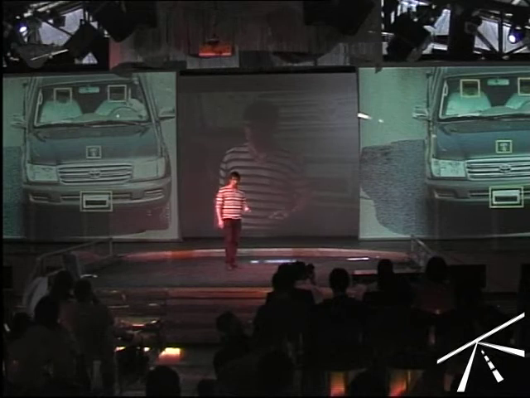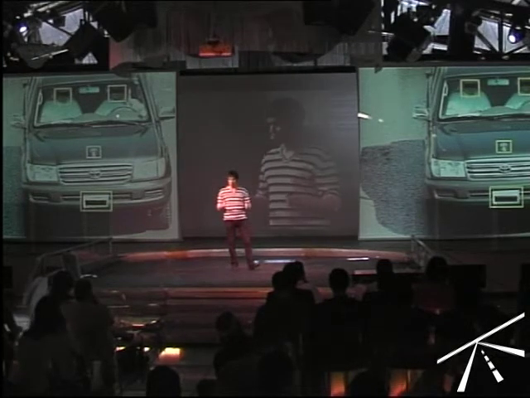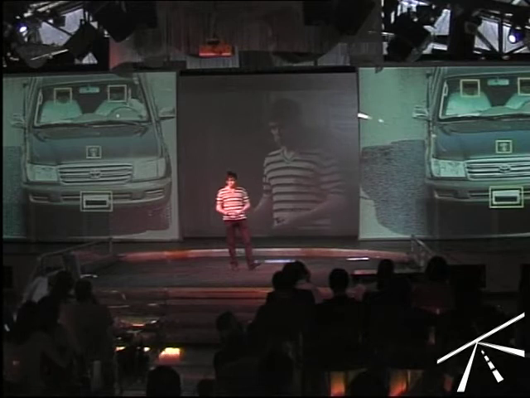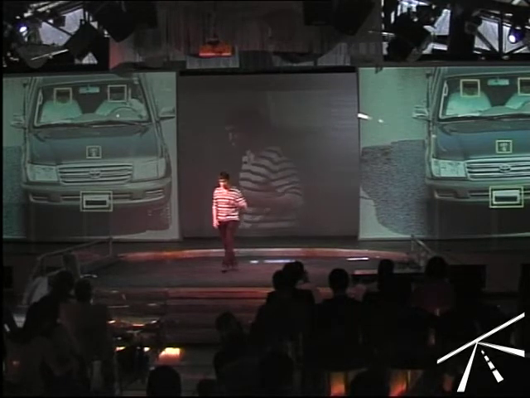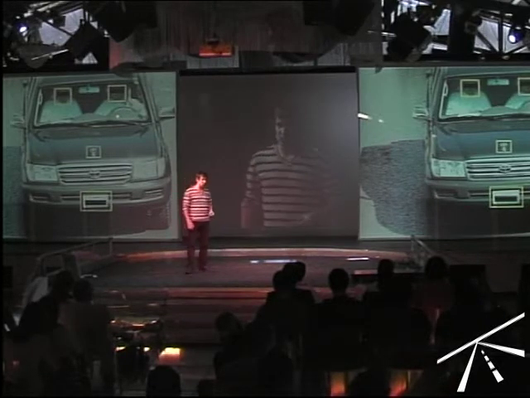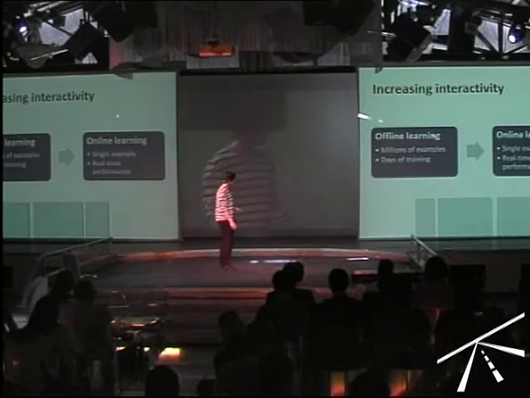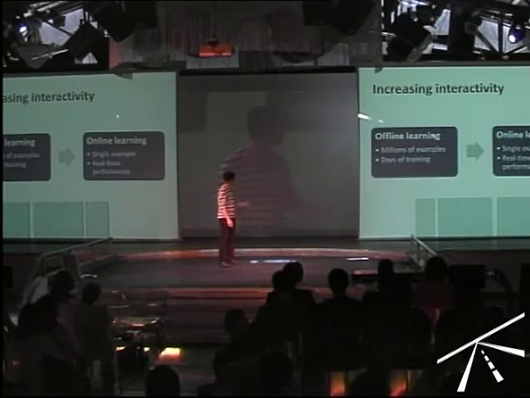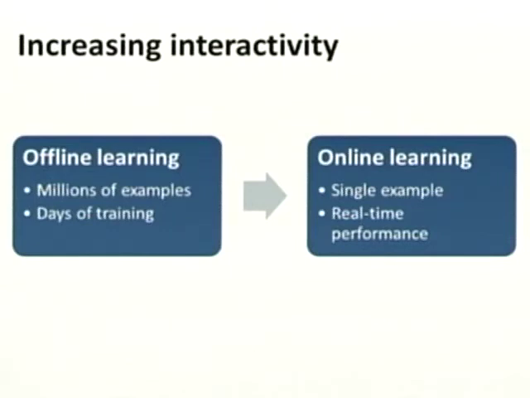But what I didn't like about this approach is that you really need a lot of time for training. You need days or weeks to train the system. And I wanted something faster. I wanted something you can play with and that you can do in real time. So essentially, I wanted to move from this approach of offline learning with millions of examples and days of training to something called online learning, something faster, where you have just a single example given by a bounding box, and you want to be in real time.